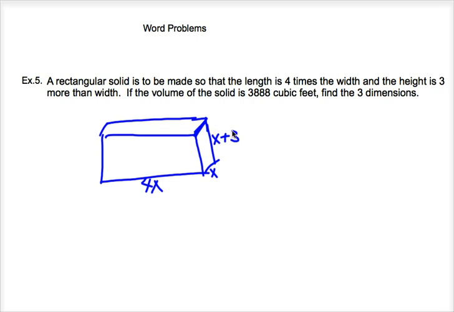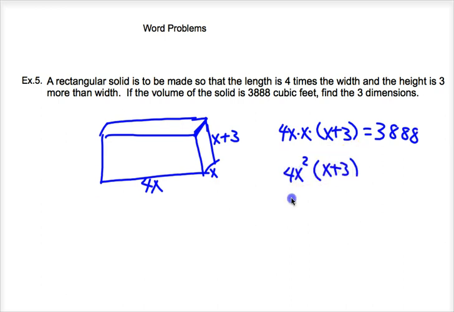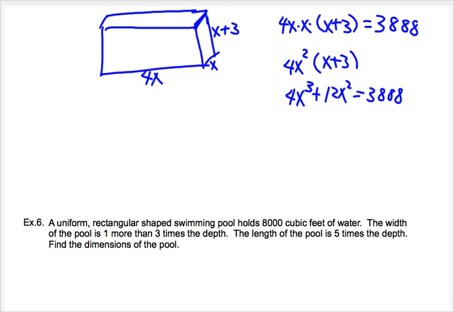Well, a volume is simply length times width times height. So length times width times height, make sure you use quantity, has to equal that volume of 3,888. Well, I'm just going to simplify the left-hand side here. I'm going to turn 4x times x into 4x squared. I'm going to distribute the 4x squared, make it 4x cubed plus 12x squared, and that equals 3,888.